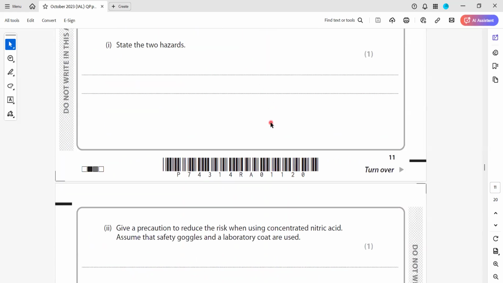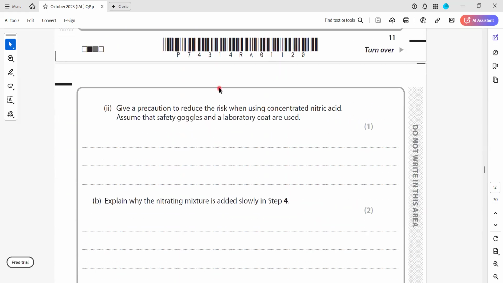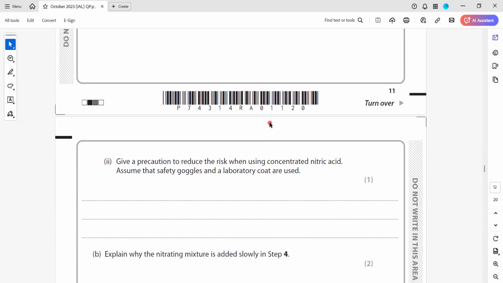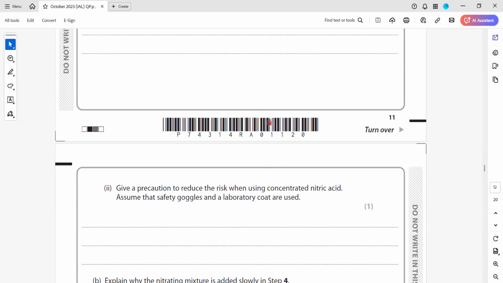So this is oxidizing. Give a precaution to reduce the risk when using concentrated nitric acid. Assume that the safety goggles and lab coats are used. If we want to reduce the risk, what should we do? We are handling an acid, so acids are corrosive, so we should wear gloves. And this is a flammable substance as well, as you can see. So what else? We should keep it away from flammable substances, because flammable substances can catch fire near oxidizing agents.